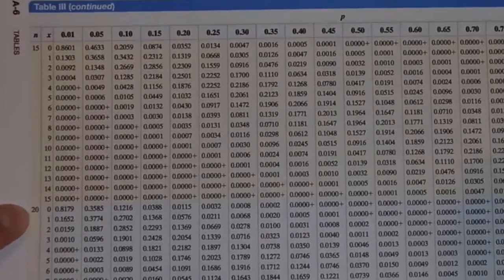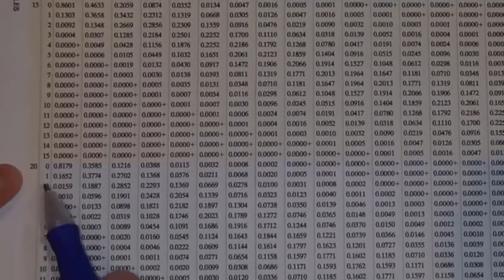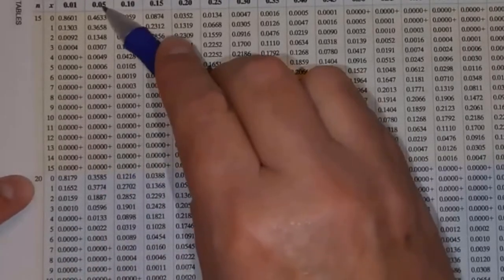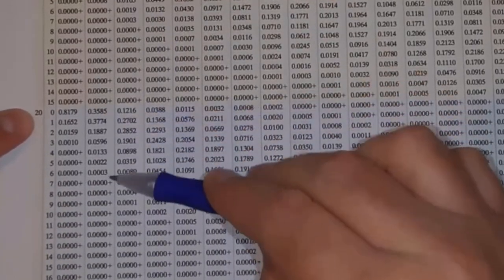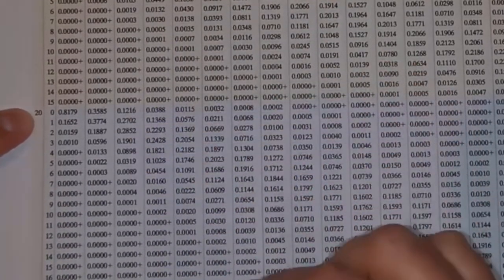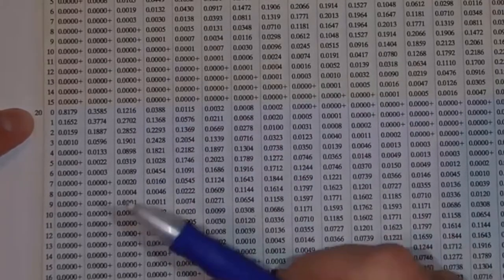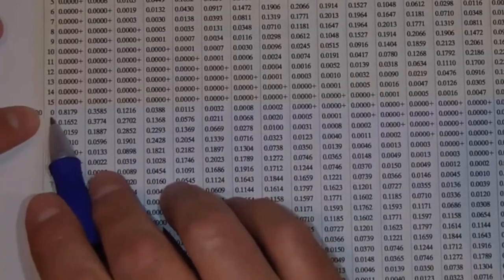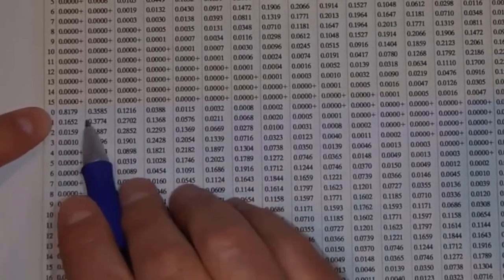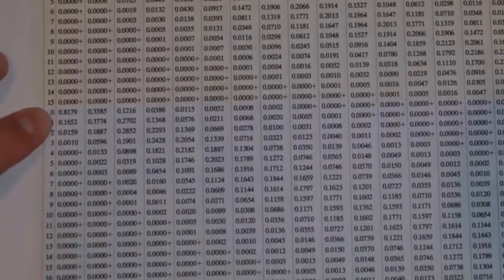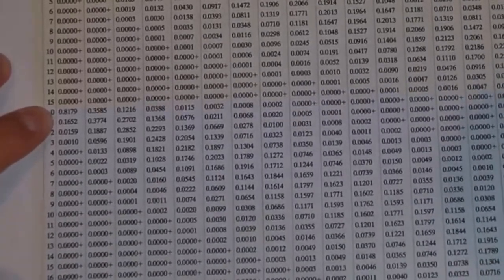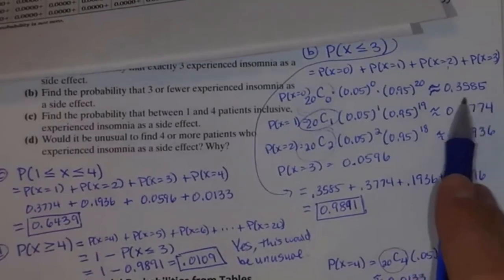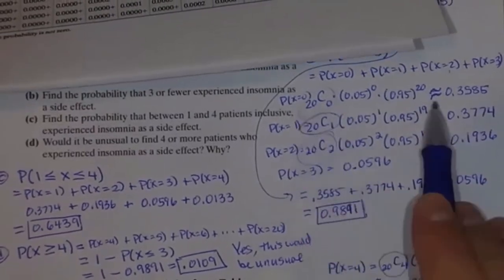So that's on page A-6. Here n equals 20 and my probability of success is 0.05. So I'm going to be looking at this part of this table. If n equals 20 and p equals 0.05, then the probability of 0 successes is 0.3585. That is the same thing we calculated right here, 3585. That was the probability of x equals 0 successes.